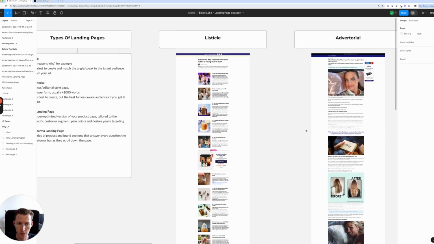And test multiple different formats and styles of advertorial by changing the angle, changing the headline, right? The rest of the advertorial can be the same, but you really want to treat that above the fold section of the advertorial as the hook of your ad creative, right? In the same way.